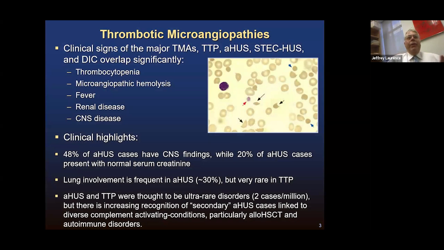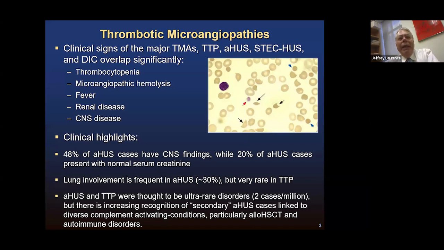First of all, how do we identify a thrombotic microangiopathy? Well, the major issue is that the four major TMAs: TTP, thrombotic thrombocytopenic purpura, atypical hemolytic uremic syndrome, Shiga-toxin hemolytic uremic syndrome, and DIC overlap significantly. They can all cause thrombocytopenia. They can cause microangiopathic hemolysis, as evidenced here on peripheral blood by those fragmented red cells, low-grade fevers, renal disease, and CNS disease.